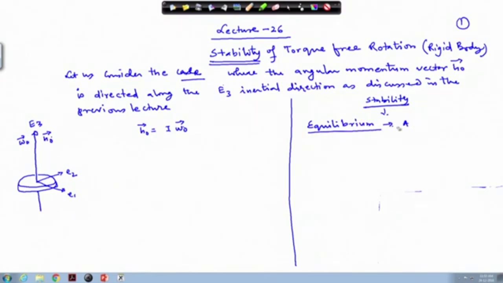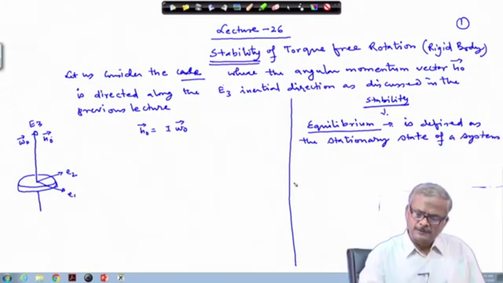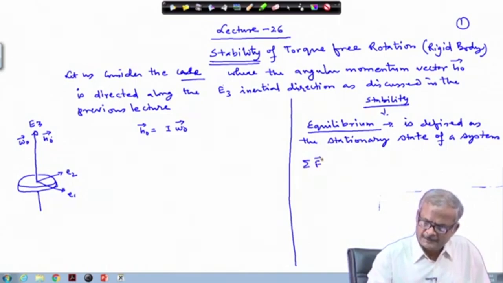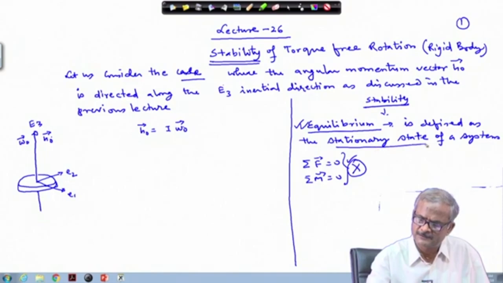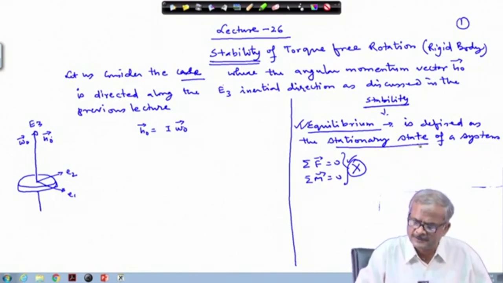Equilibrium is defined as the stationary state of a system. What you have learned till today, that the sum of F equal to 0 and the sum of M equal to 0, that is, the vector sum of all the forces and the vector sum of all the moments being 0, we call an equilibrium. This is not the equilibrium; the definition of equilibrium is this one. It is defined as the stationary state of a system, meaning the state of the system is not changing with time.